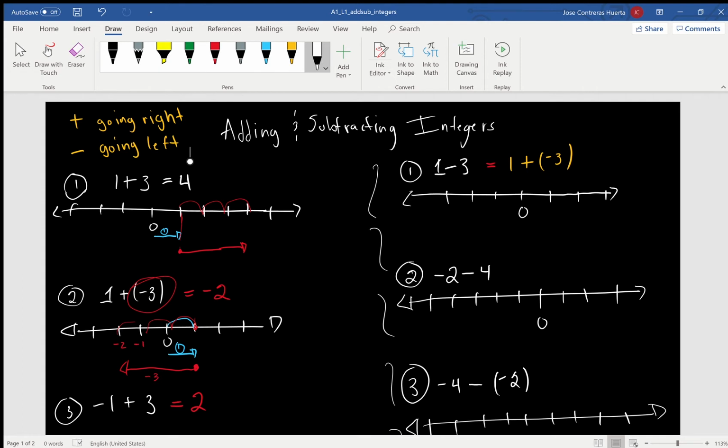So let's try number 2 before we go ahead and figure out what it is. What's another way to write this? Well, remember, this means the opposite. So what's the opposite of this one?